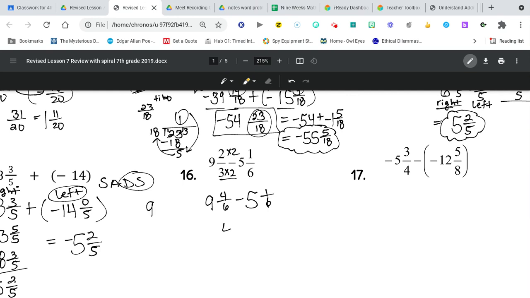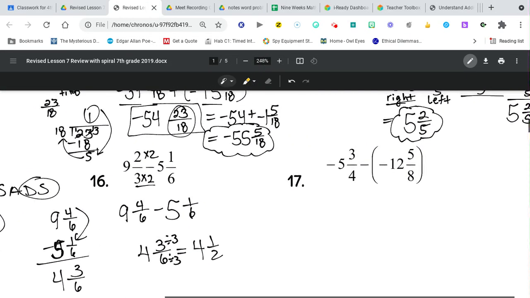All right, so I'm going to stack them to make sure I'm okay. 9 and 4/6 minus 5 and 1/6. Well, I can say 4 minus 1. 4 minus 1 is 3. 9 minus 5 is 4. So this is 4 and 3/6, but you can simplify. 3/6 is the same as 1/2. If you don't know that, divide both of them by a common factor, which is 3.